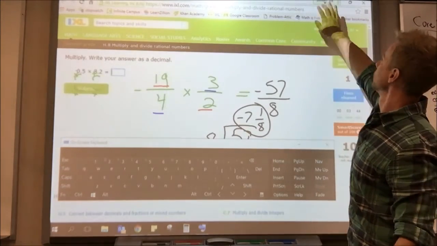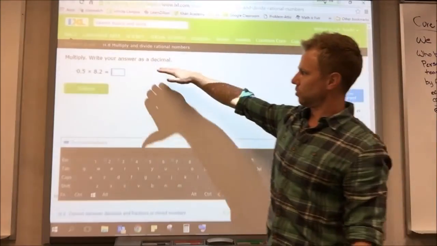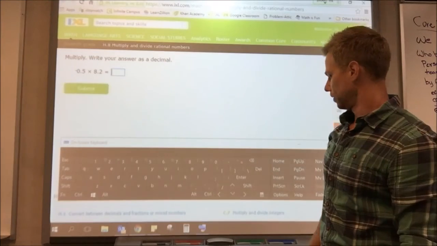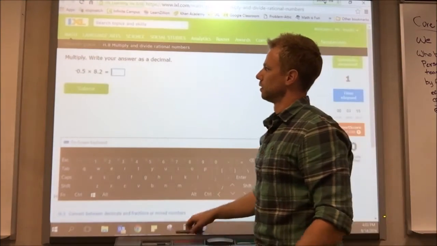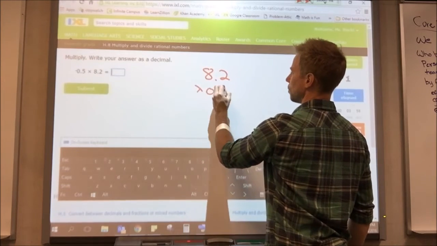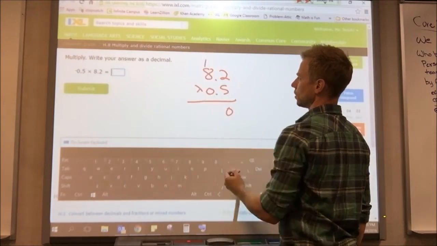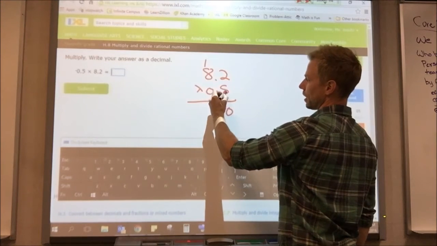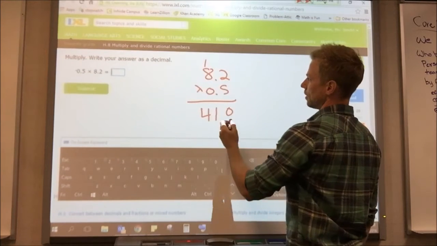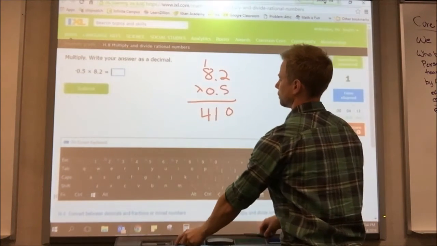Good. Let's try another one like that. This time we're writing our answer as a decimal. They're already in decimal form, so I can just multiply. So I have 8.2 times 0.5. 5 times 2 is 10. The 1 goes on top. 8 times 5 is 40. Plus 1 is 41.